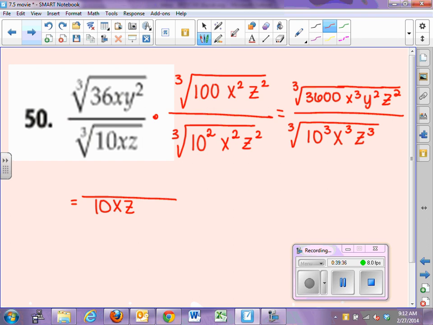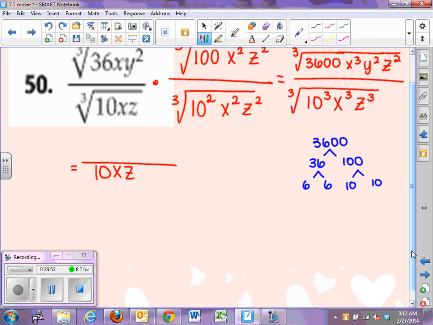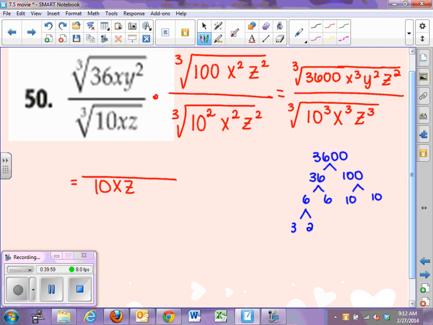So I'm going to break that 3600 down using a tree. I'm going to say that is 36 times 100. That's 6 and 6 and 10 and 10. Now, how many numbers do I need to match to pull one out? Well, because it's a cube root, I need 3. So I don't have 3 numbers that match yet, so I have to keep breaking it down. 3 and 2 and 3 and 2 and 2 and 5 and 2 and 5. Now, do I have 3 numbers that match? Yes, I do. I have a 2 and a 2 and a 2. And I guess that's it.